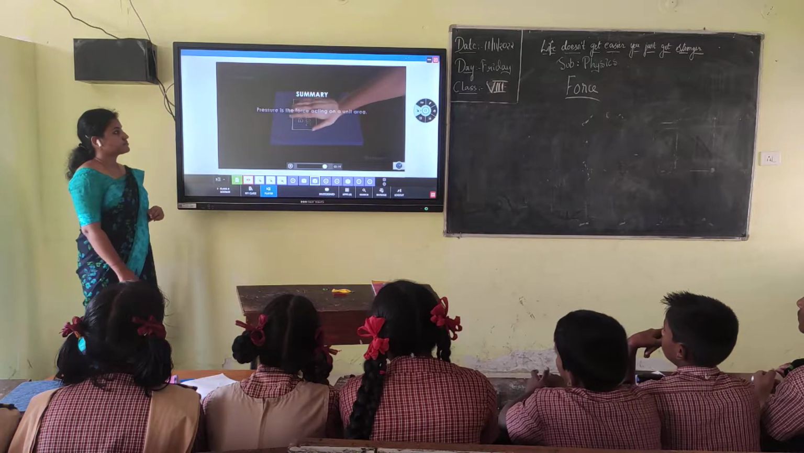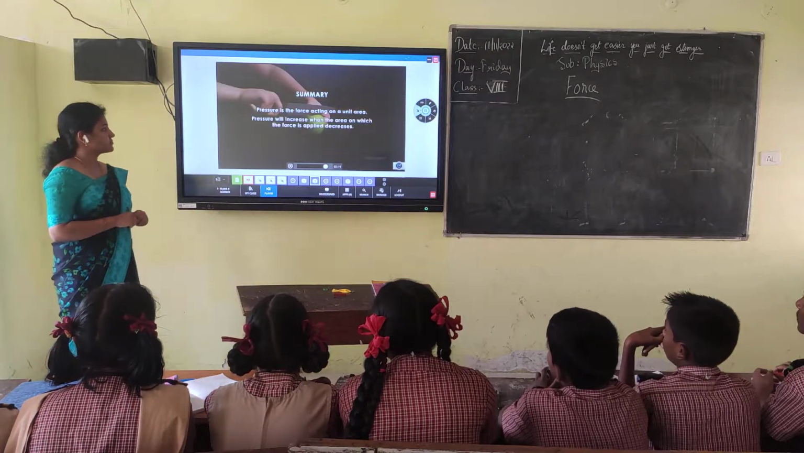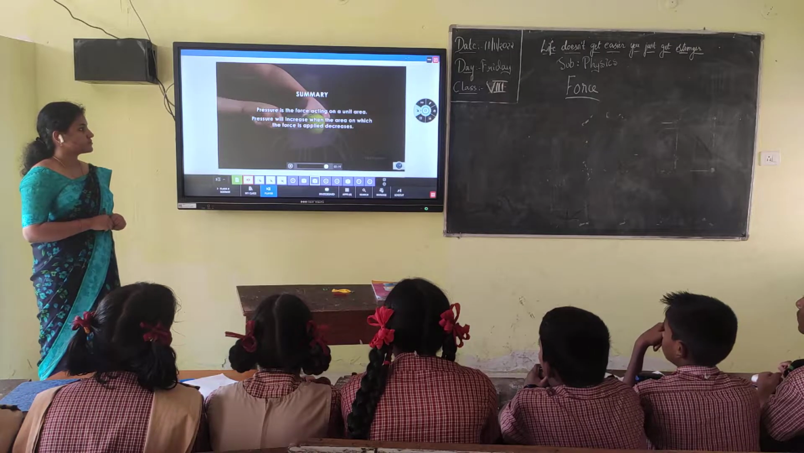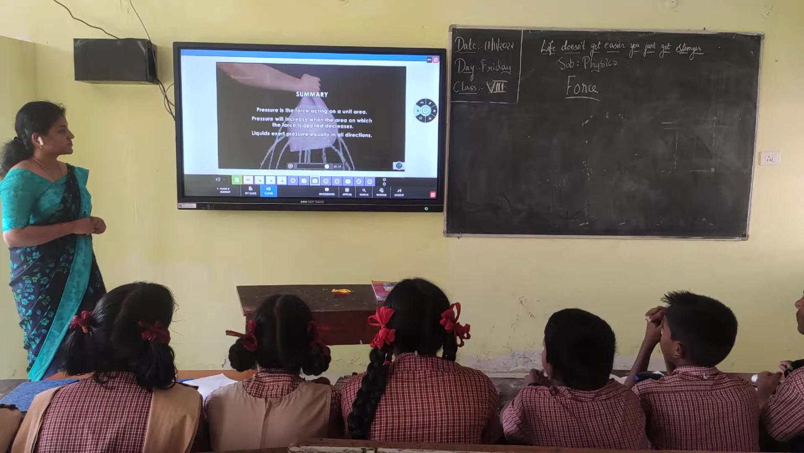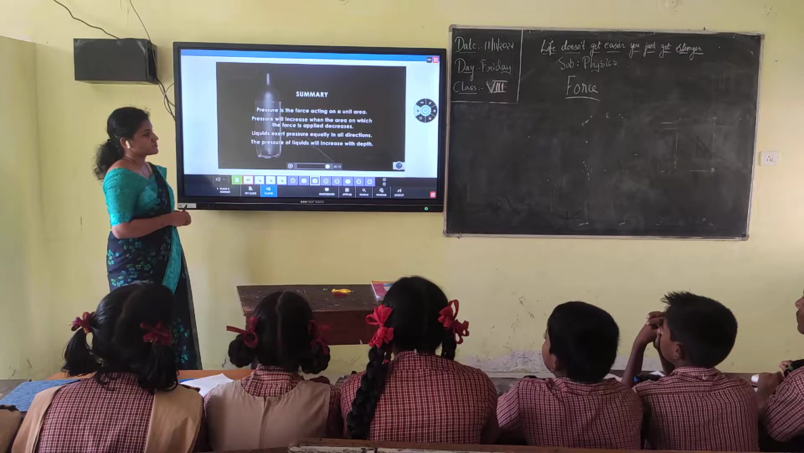Summary. Pressure is the force acting on a unit area. Pressure will increase when the area on which the force is applied decreases. Liquids exert pressure equally in all directions. The pressure of liquids will increase with depth.